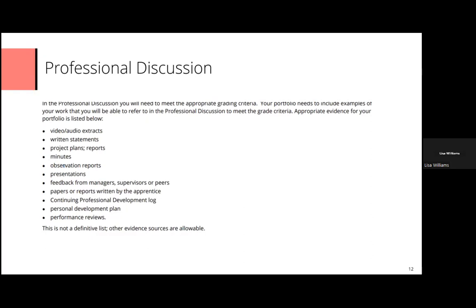Now, within the portfolio, self-reflection is not permitted as documented in the assessment plan for the team leader supervisor standard. We are seeing a lot of this coming through within portfolios, and this does impact.